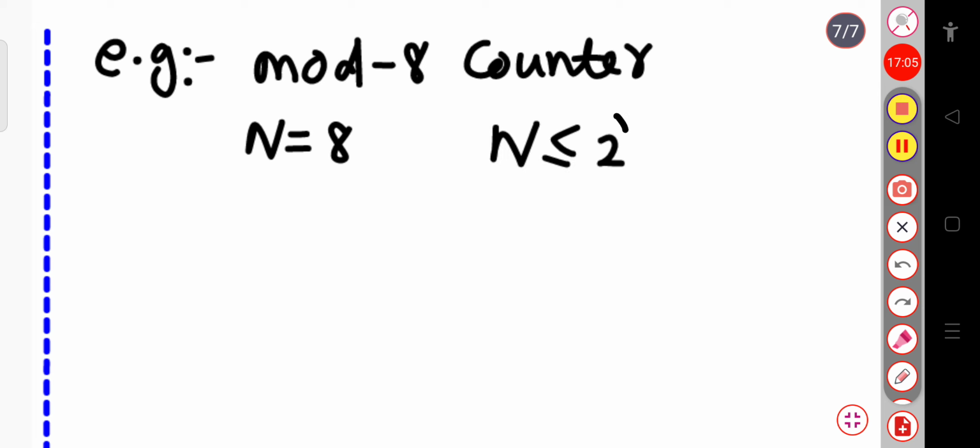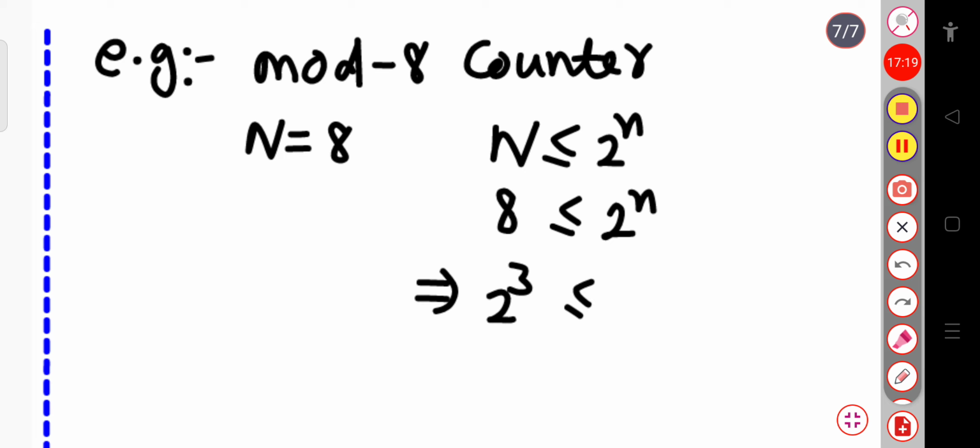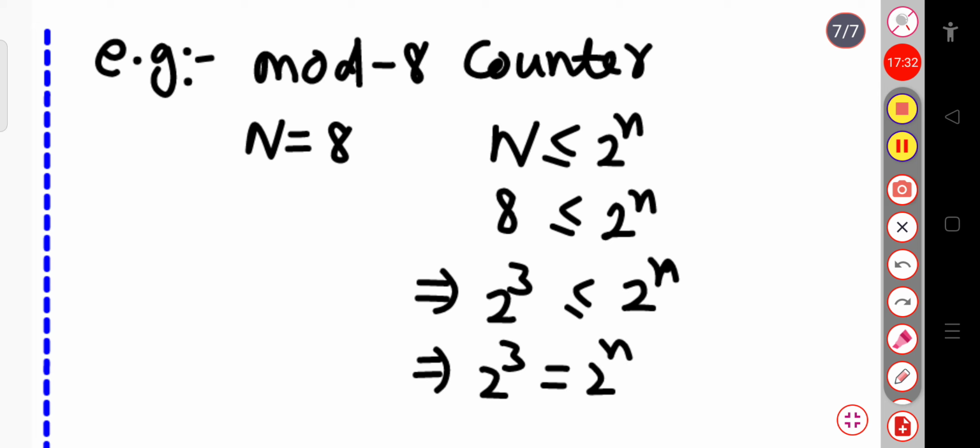So in place of N, if I put 8, this will be less than or equal to 2 power n. This is our condition. So 8 I can write as 2 power 3. This will be less than or equal to 2 power n. Now if I compare this n with the 3, that is, 2 power 3 is equal to 2 power n, then n should be equal to 3. So from this we get n equal to 3.